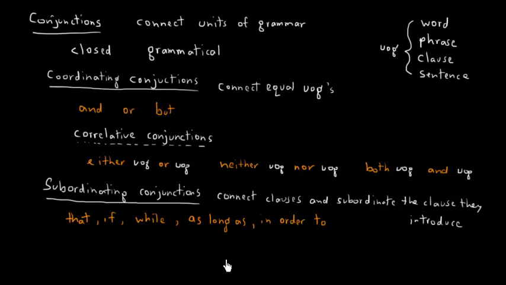Okay, so I think that's enough for now for an overview. Again, they're not very complicated. The ones you're going to run into most often are the coordinating conjunctions. Okay, and just have to remember that both sides have to be equal, so you have to connect words or phrases or clauses or sentences.